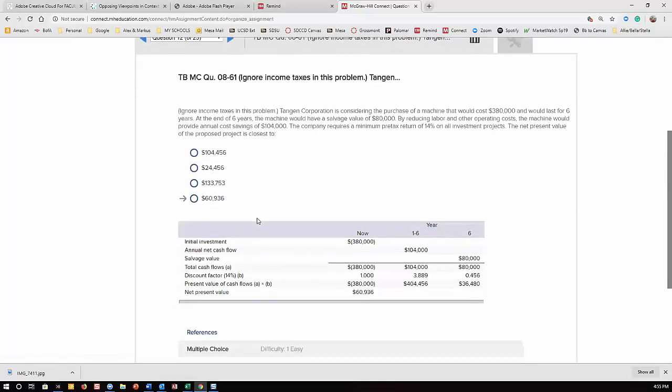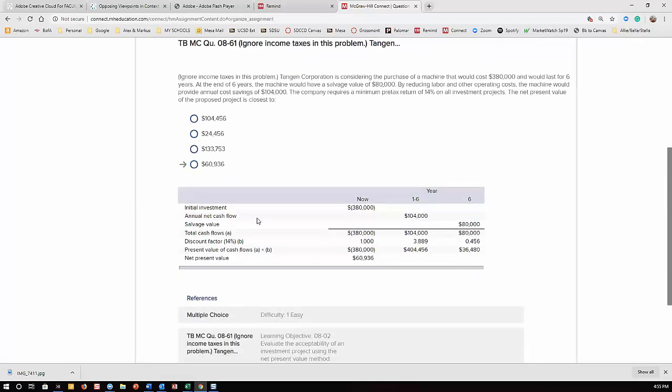Yes, because it says at the beginning the salvage, or at the end of 6 years, the salvage value is 80,000. Right. So if we're going to spend 380 now, right, and we're going to get these cash inflows of 104 for the 6 years, and then at the end of the 6th year.